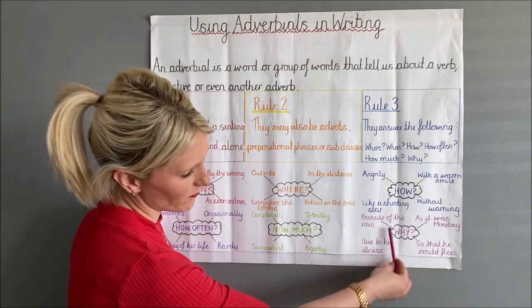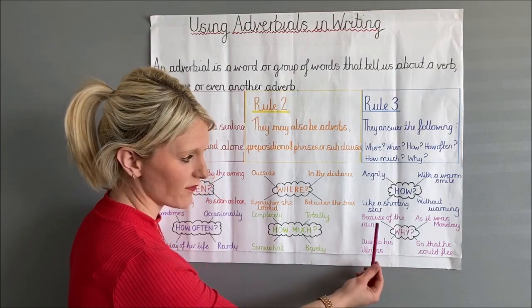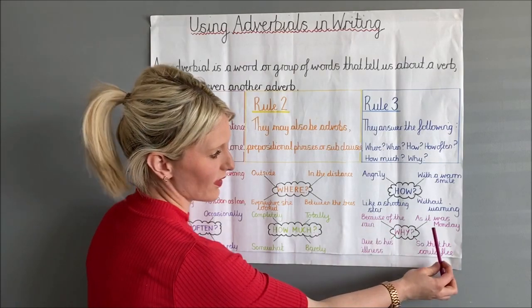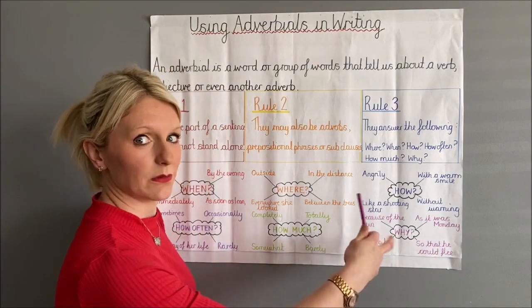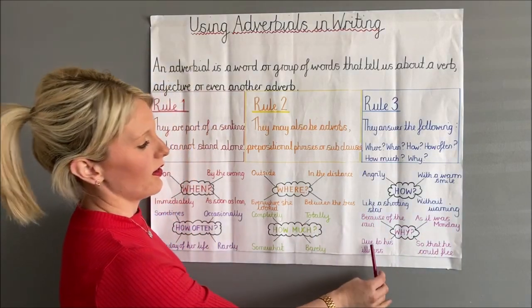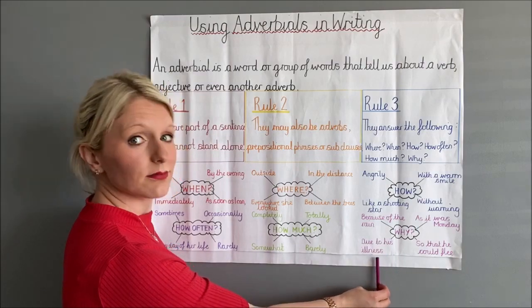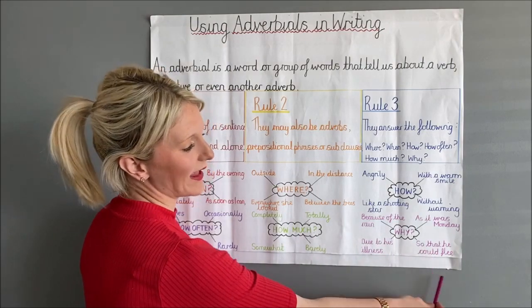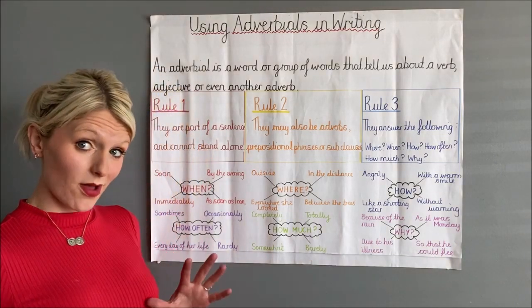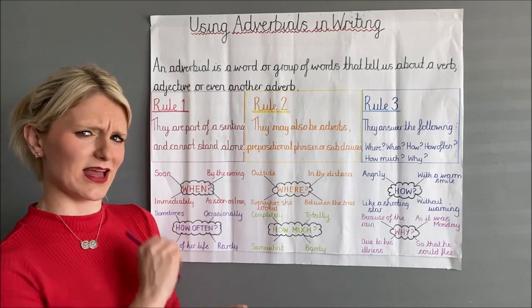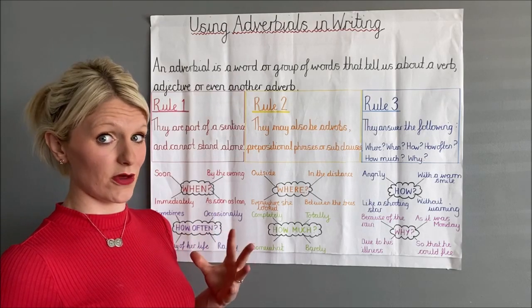Then we've got why over here, and I've said here because of the rain, but remember that could be because of anything. As it was Monday, it could be as it was Tuesday, as it was her birthday. Due to his illness, remember it could be due to anything else. And then we've got so that he could flee. So there are some examples there. They're not the only ones by any means. They're a very small handful, but they're just a few to give you a flavour of what adverbials are.